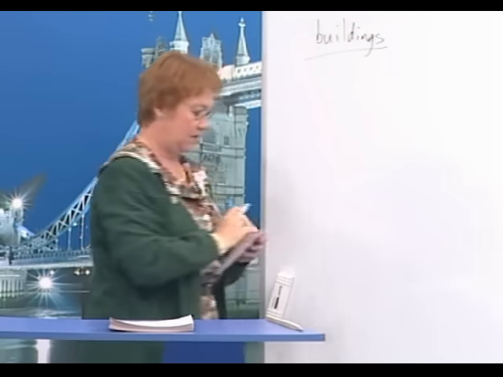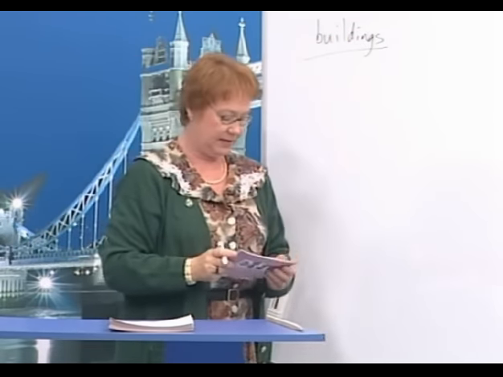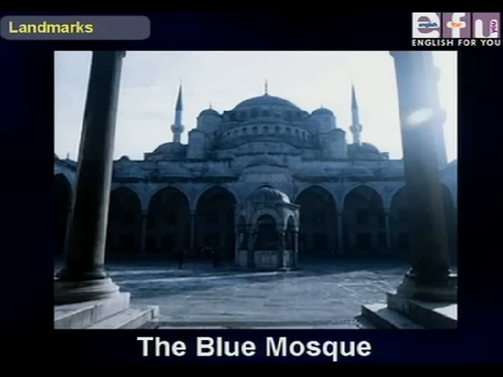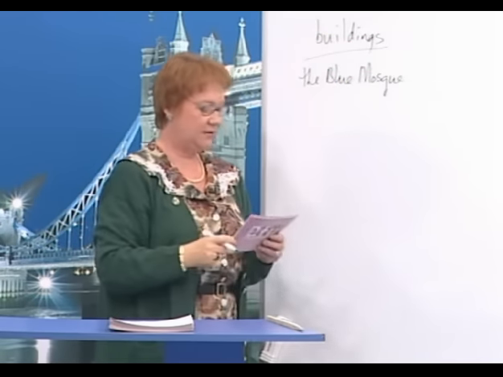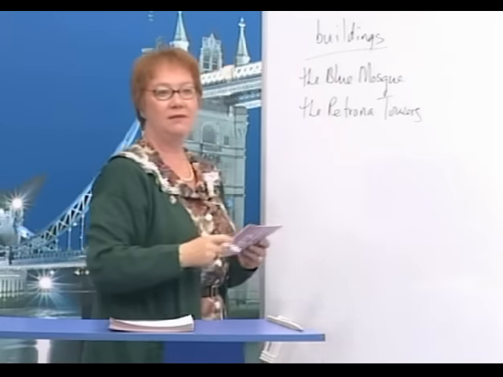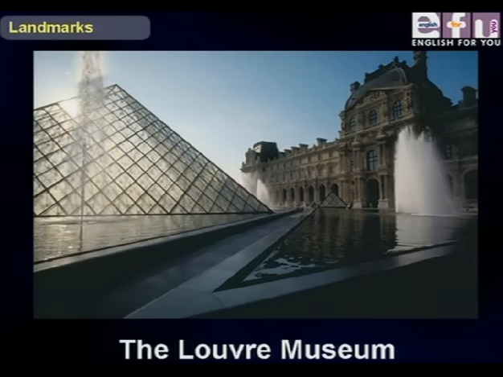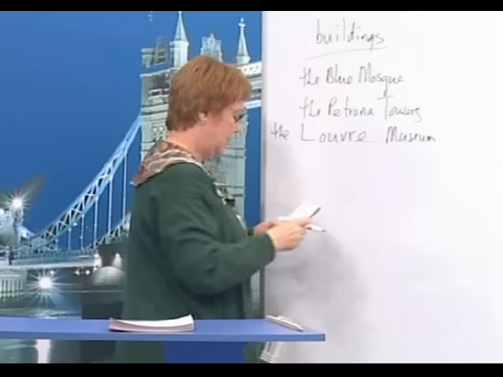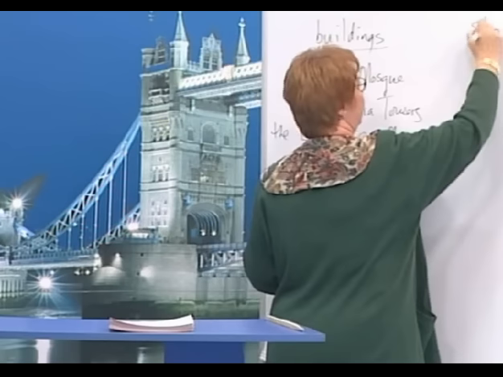Okay, so Ali, you start. What's a building? The Blue Mosque in Istanbul. Okay, the Blue Mosque. Okay, now Susan. The Petrona Towers in Malaysia. Okay, the Petrona Towers. Very big buildings. And Isabel? The Louvre Museum in Paris. Yes, the Louvre. Very famous museum.